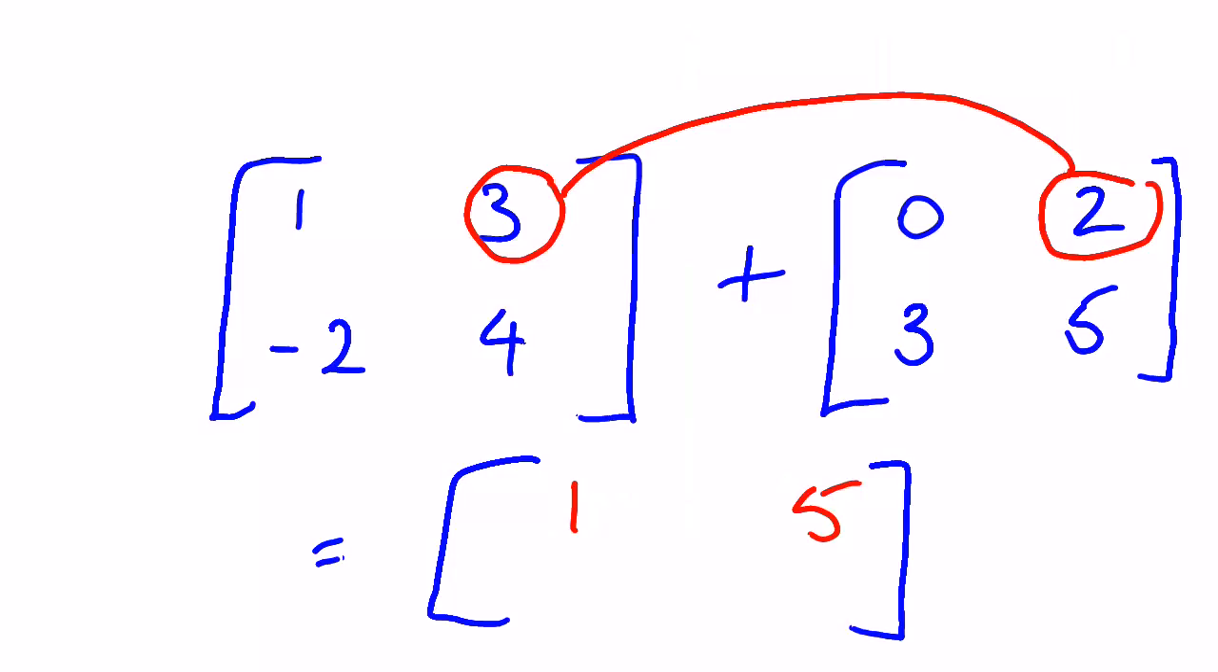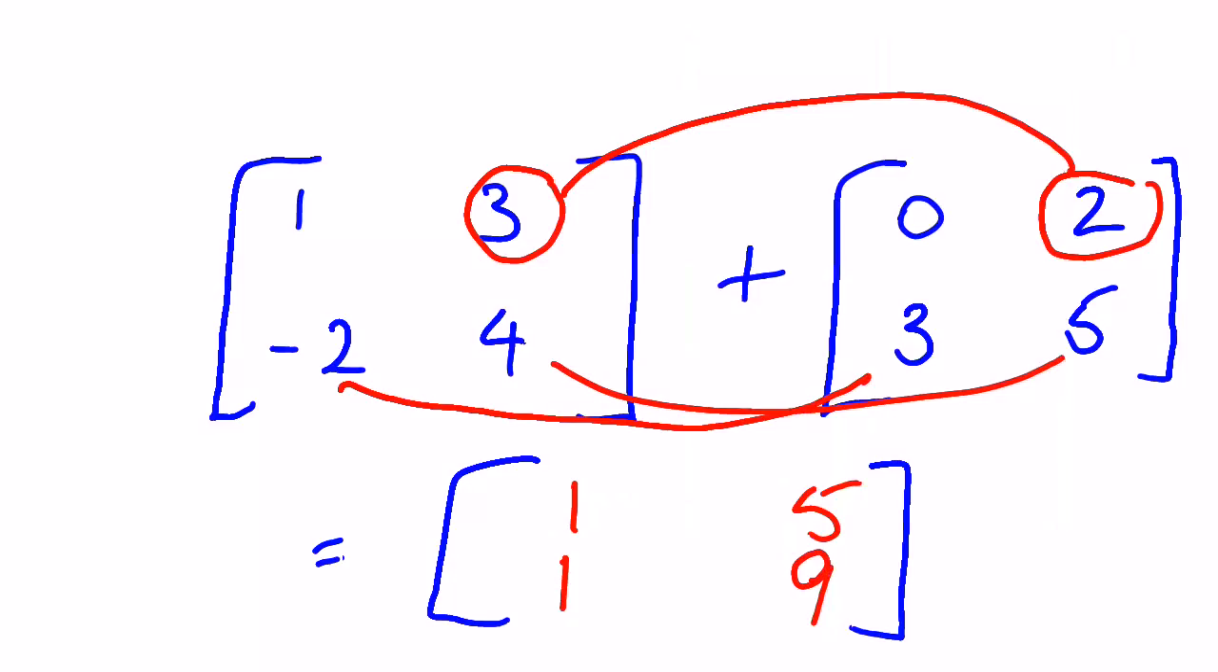Whoops, that got deleted. Sorry, I didn't mean to do that. So I've got 1 and 5. Similarly, I'm going to add these two together, negative 2 and 3, which gives me 1. And then I add 4 and 5, which gives me 9. That's all I do. So now looking back at the screen, the question first of all asks which of the following matrices can be added or subtracted together.